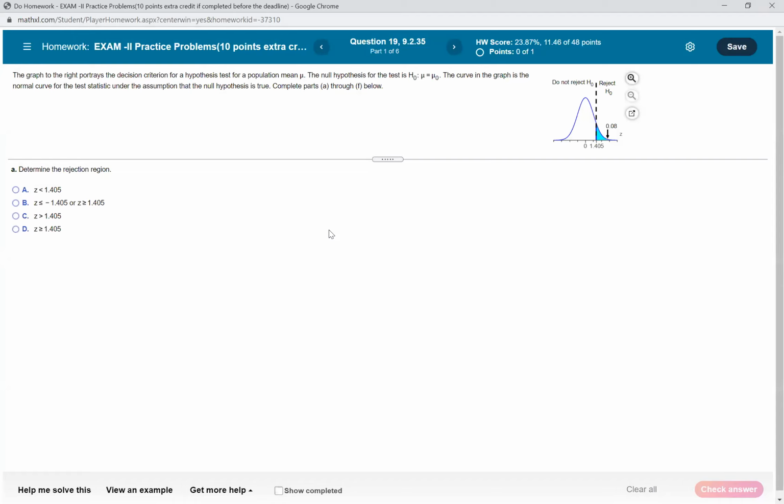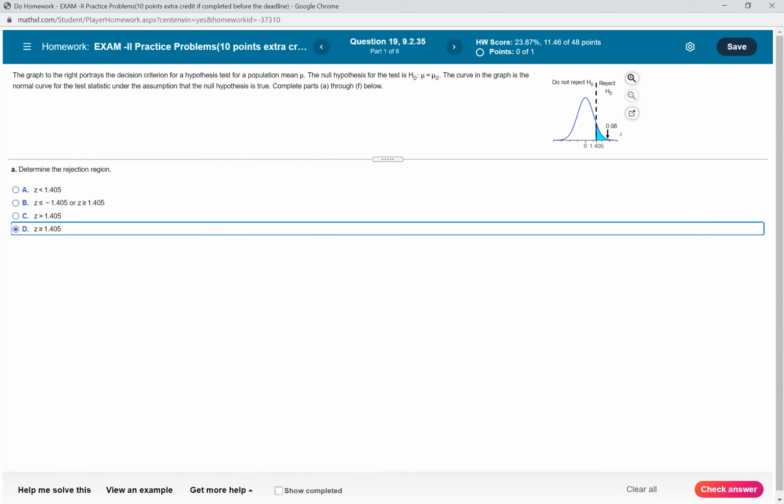Okay, so here the graph on the right portrays the decision criteria of a hypothesis test. So we have the graph, we have the rejection region, the non-rejection region, and the critical value. So we have to determine the rejection region. When do we reject in this case? This is a right tail test. So we reject when the test statistic is greater than or equal to 1.405. That means we reject when z is greater than or equal to this number.